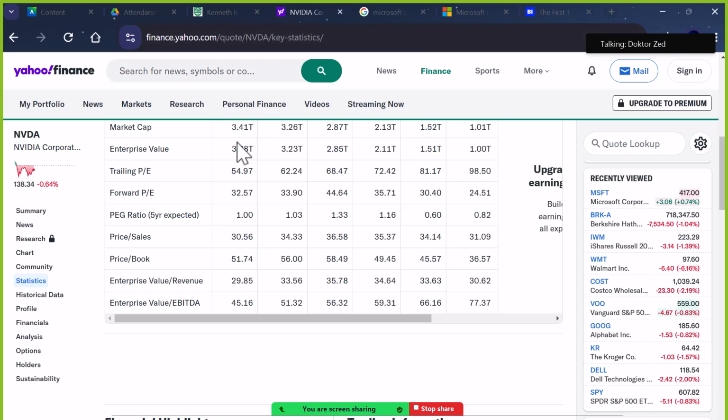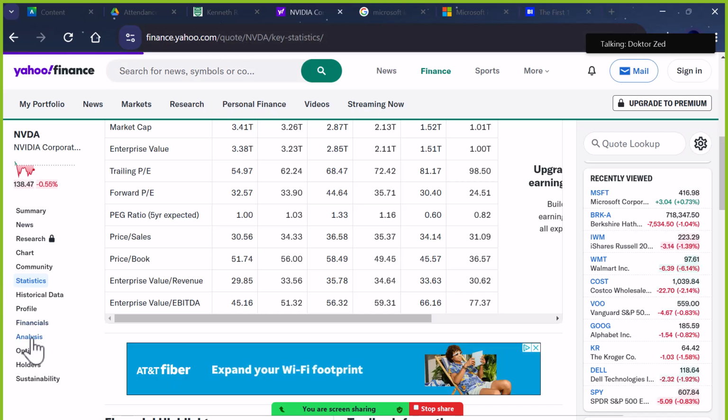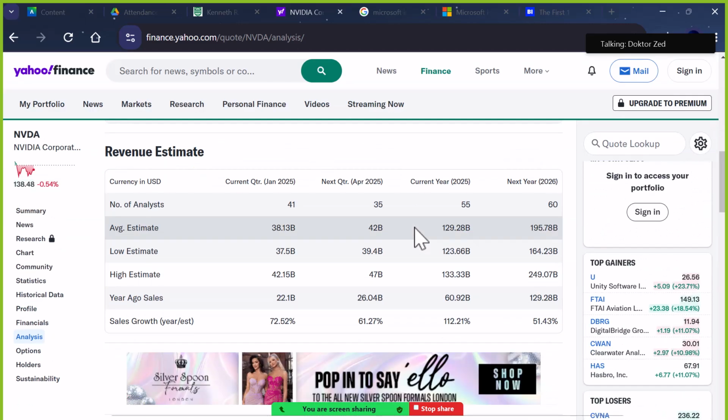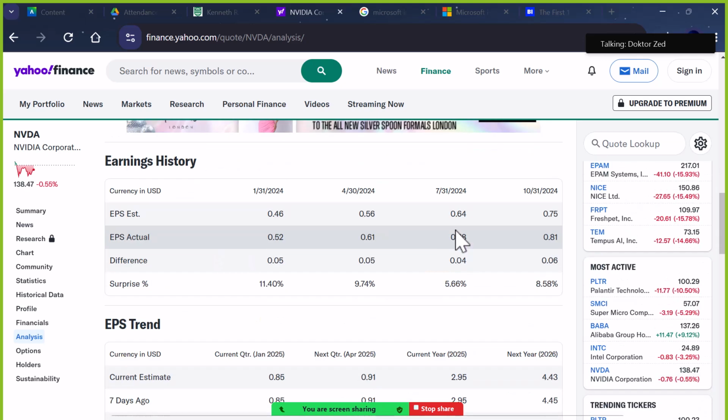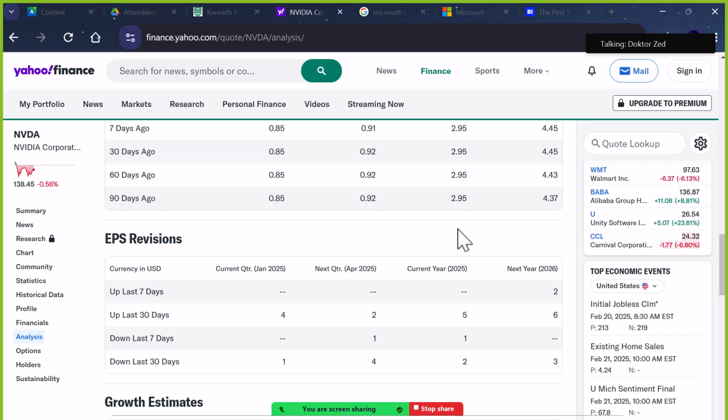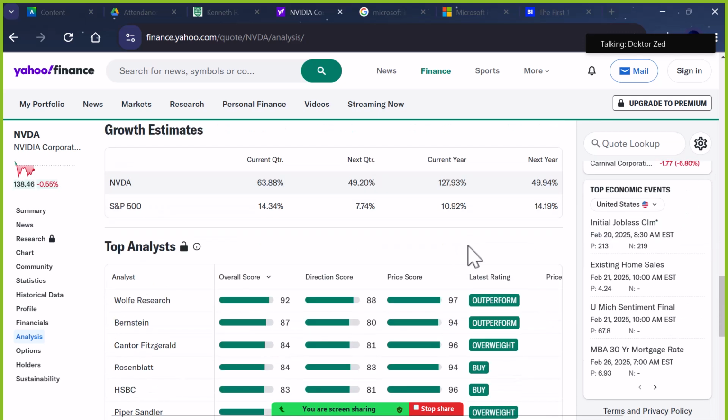Under the Analyst tab, Analysis tab, Yahoo Finance used to give the 5-year numbers as well, but they're no longer doing it. I guess you have to be on the premium for that. They're giving their growth estimates for the current year and next year. This year, they expect earnings to grow by about 128%. Next year, still a whopping 50%.